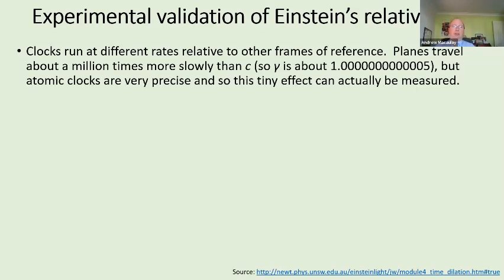Now, planes travel about 1 million times more slowly than c, and you can see the result for gamma is one with lots of zeros. But atomic clocks are very precise, and so even one point with all those zeros can actually be measured. And that was the basis of a very bizarre experiment.